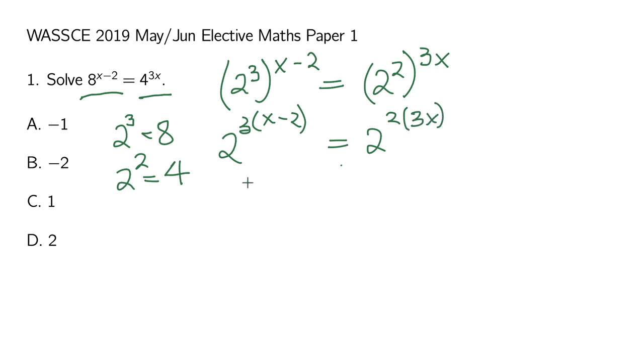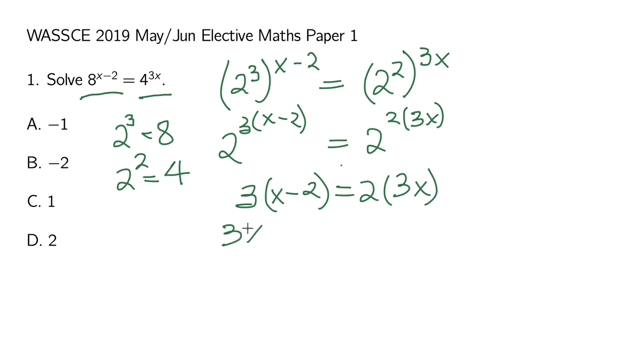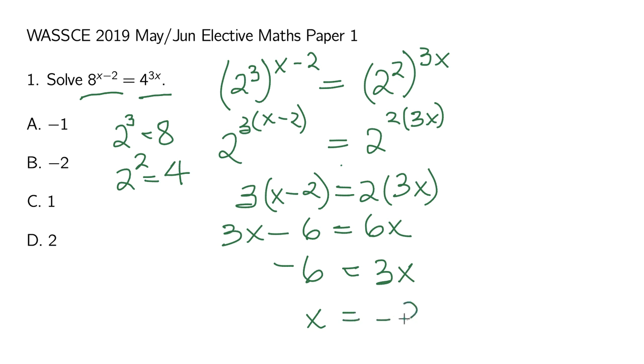Because the bases are the same, we can equate the exponents, and then we get 3 times x minus 2 equals 2 times 3x. Simplifying gives us 3x minus 6 equals 6x. Now grouping like terms, we get minus 6 equals 6x minus 3x, which is 3x. And that gives us x equals minus 2. So our answer is B.